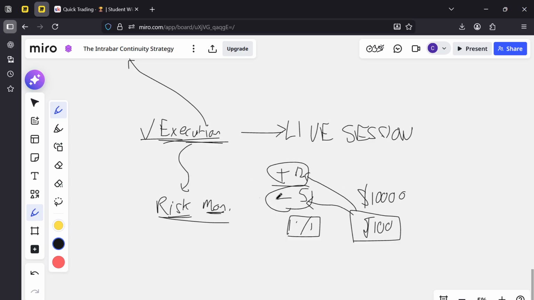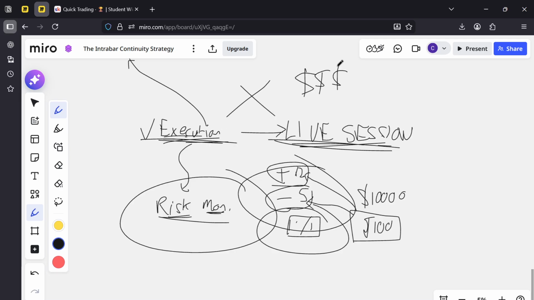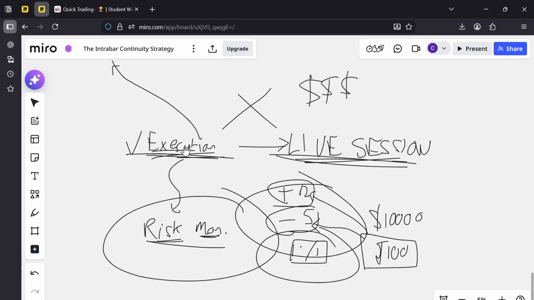It's important to know exactly what you're aiming for, what your risk is, and how you allocate it during a live session when you're executing it, or else you will just not make money, right? And it's the most fundamental and most important thing. If you don't have a target, you don't know what you're risking, you will not make money with quick trading, right? So next video, we're going to get into exactly how the intrabar continuity strategy is executed in a live session whilst breaking down the risk management.